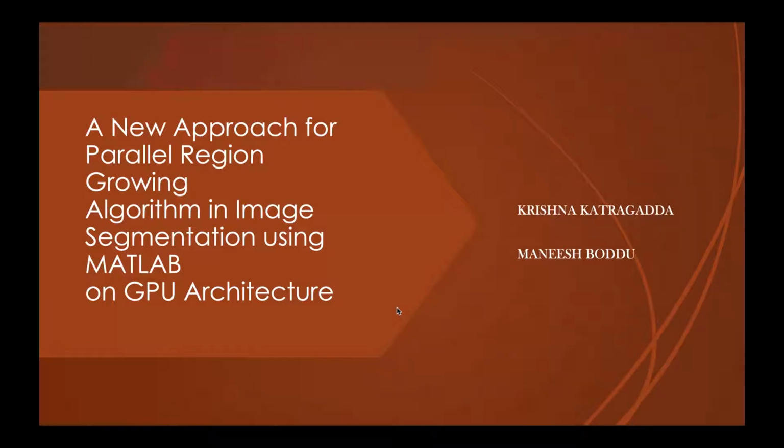Hi, this is Manish and I have my teammate Krishna Katragadda. We will be presenting our paper presentation with the topic A New Approach for Parallel Region Growing Algorithm in Image Segmentation using MATLAB on GPU Architecture.